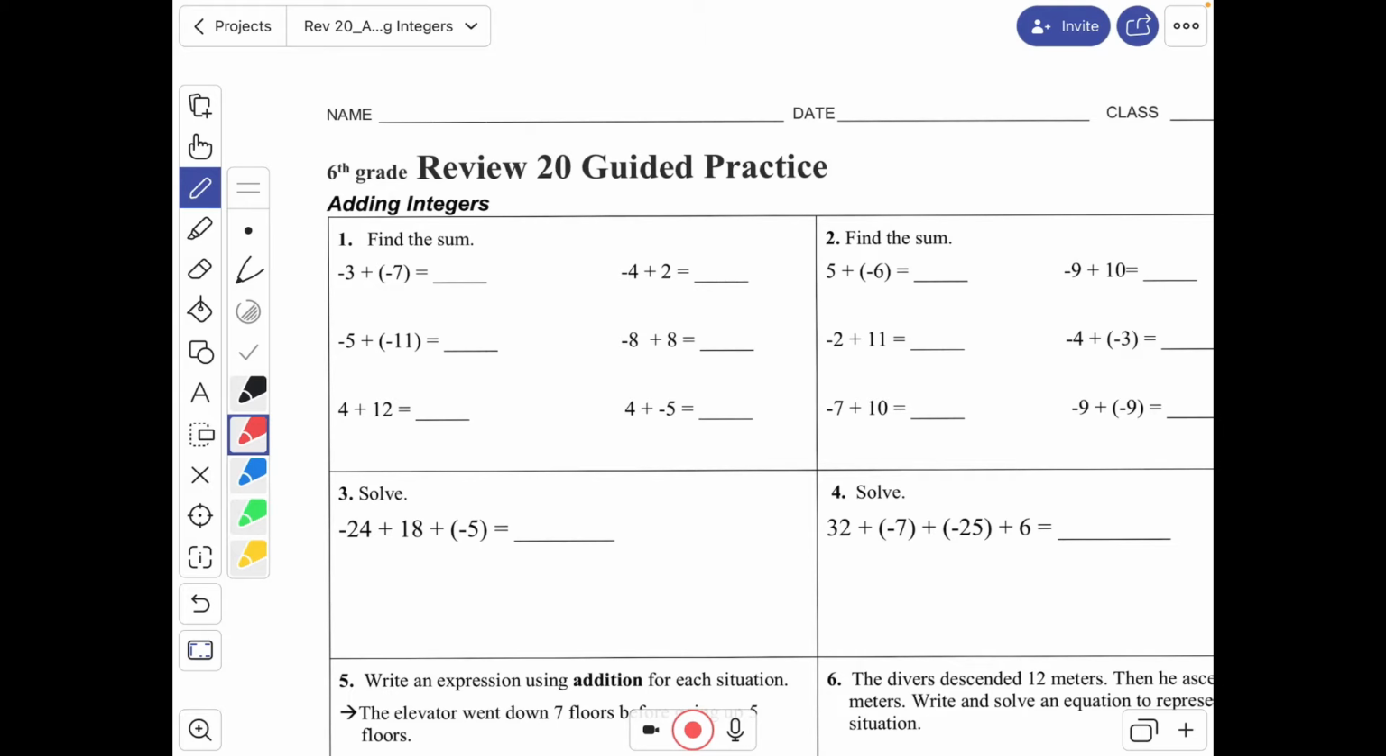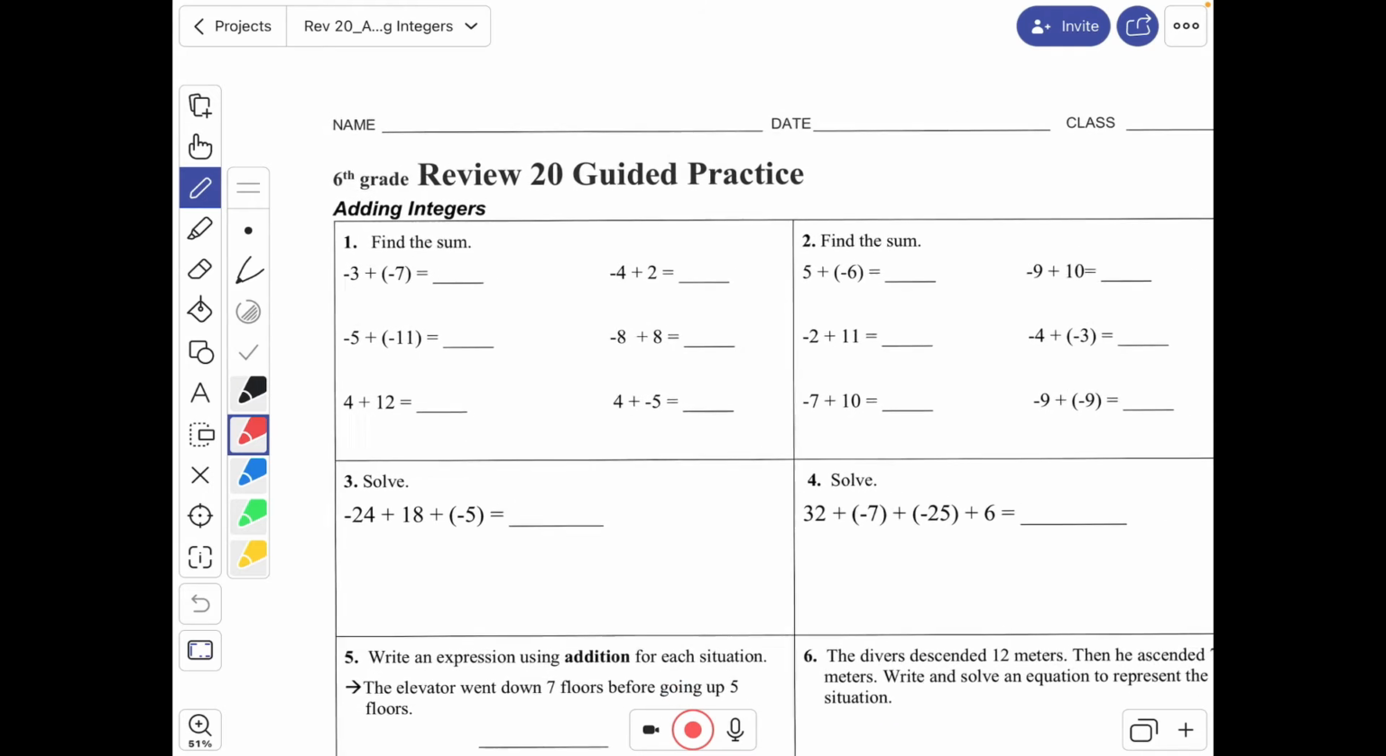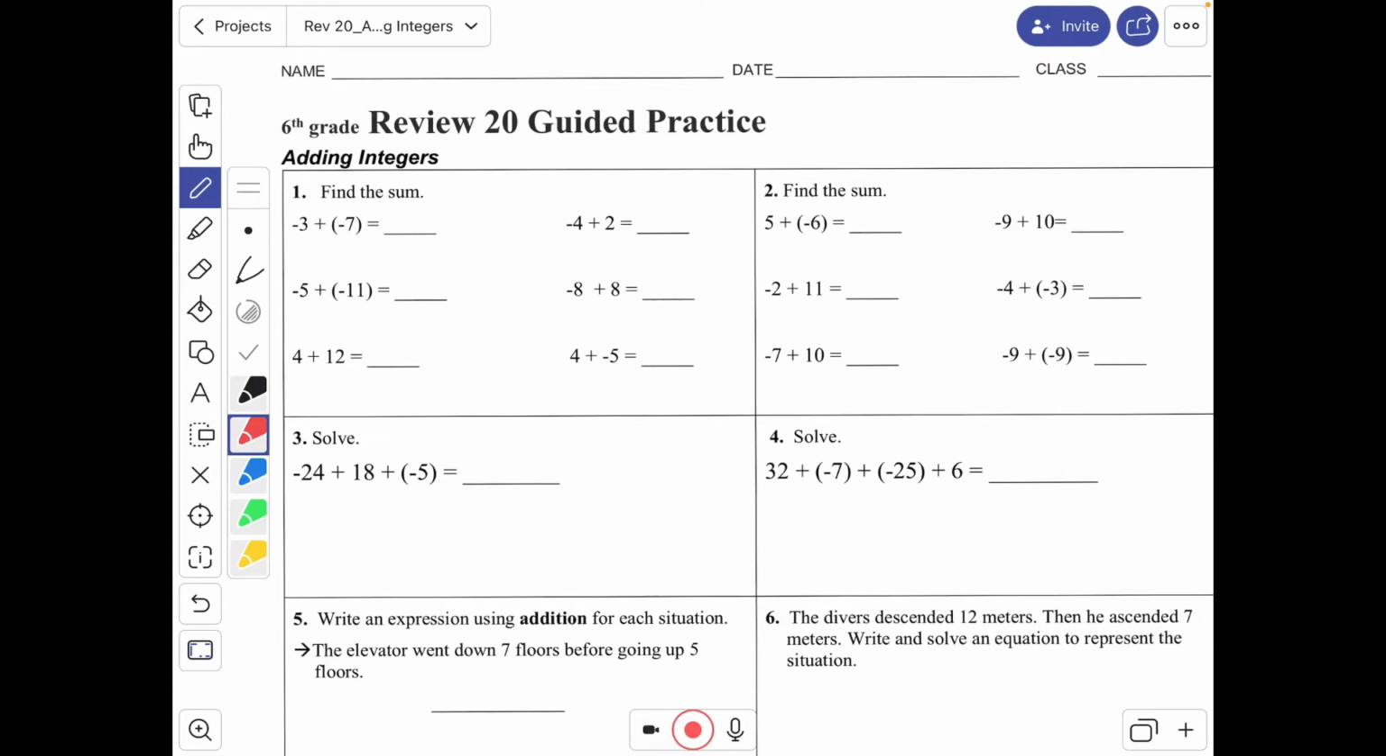Let's turn to your Review 20 guided practice. Number 1 and number 2, we're just finding the sums. So if they have the same sign, we're just adding. And we're going to keep this sign. And the first one, they're both negative, so the answer is going to be negative.